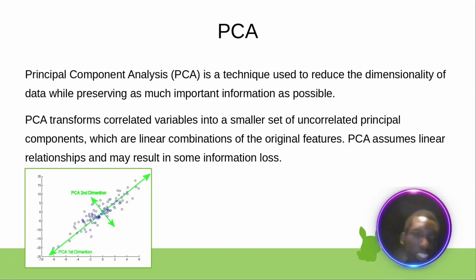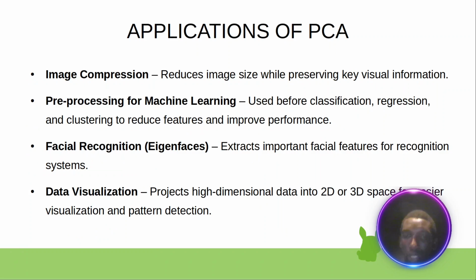So here you can see PCA transforms correlated variables into a smaller set of uncorrelated principal components, which are linear combinations of the original features. Then we assume a linear relationship. So much similar to linear regression and SVM, where we are drawing a line, then we see the distance in between. Yes, so the application, like I said, is used in image compression.